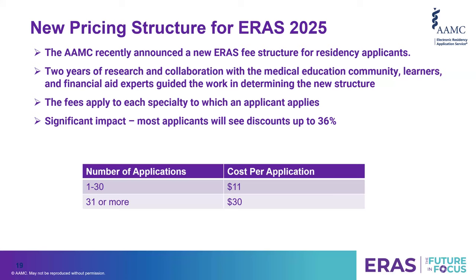And one thing that I do want to highlight is, of course, the pricing structure for the fees. One sentiment that we've heard in the past is just the burden of costs on applicants. Since then, what we've done is a couple of years of research and listening for feedback. And we've restructured it, A, to simplify the fee structure itself. It used to have multiple tiers to it. But secondly, of course, you'll see that the first 30 applications is significantly cheaper for applicants as they apply.